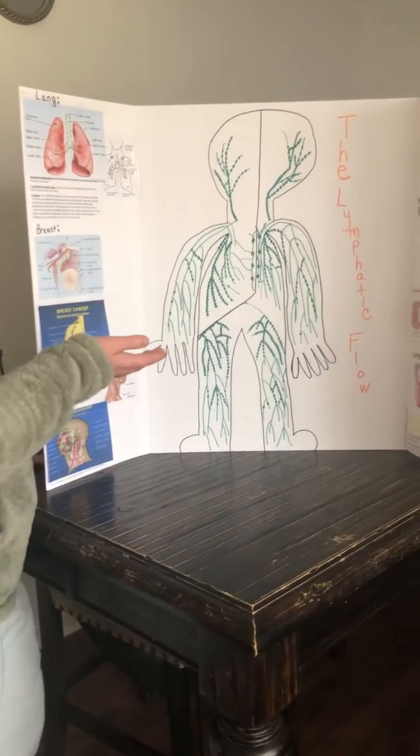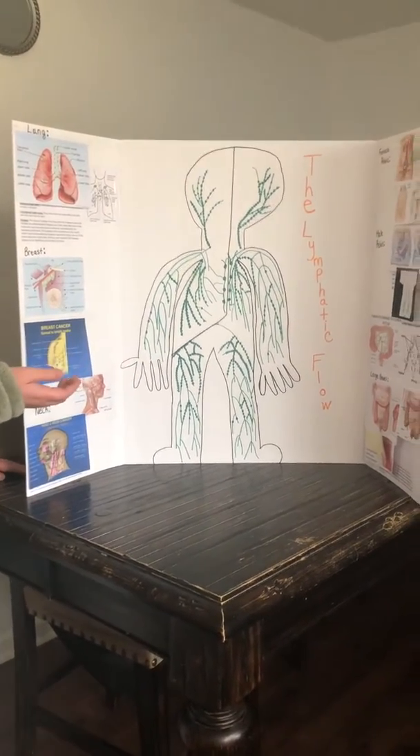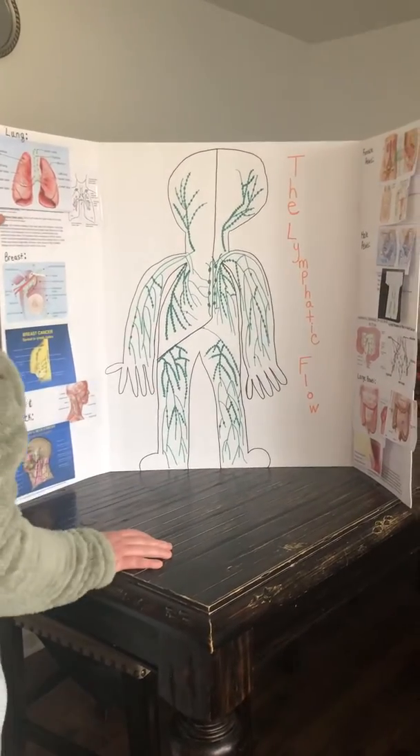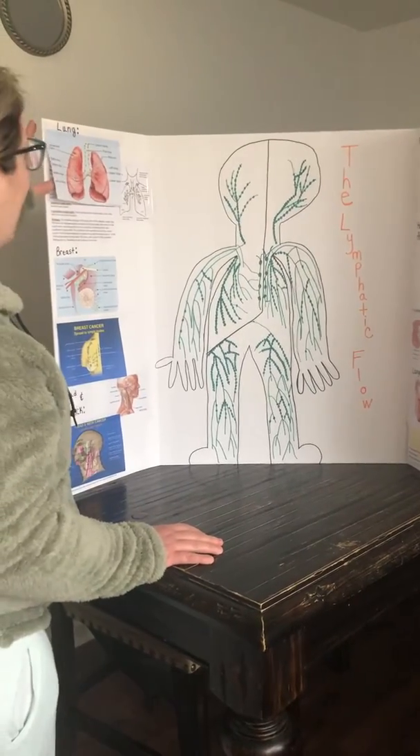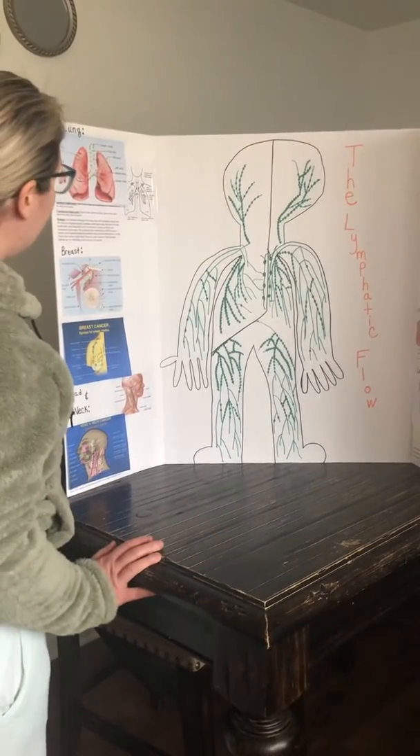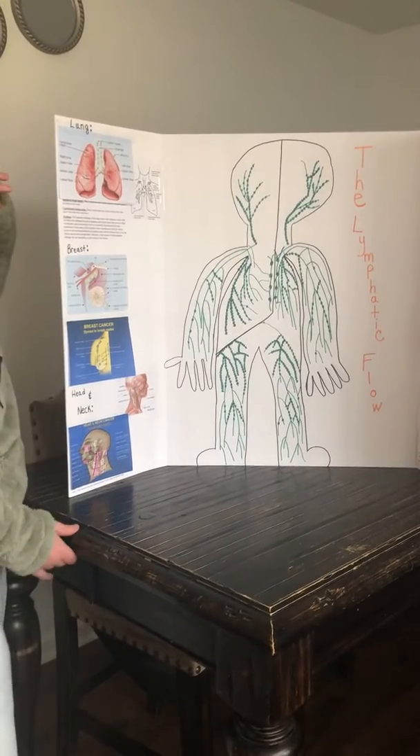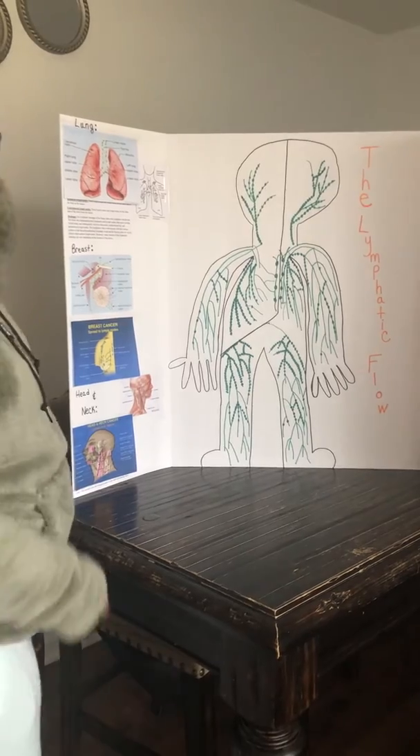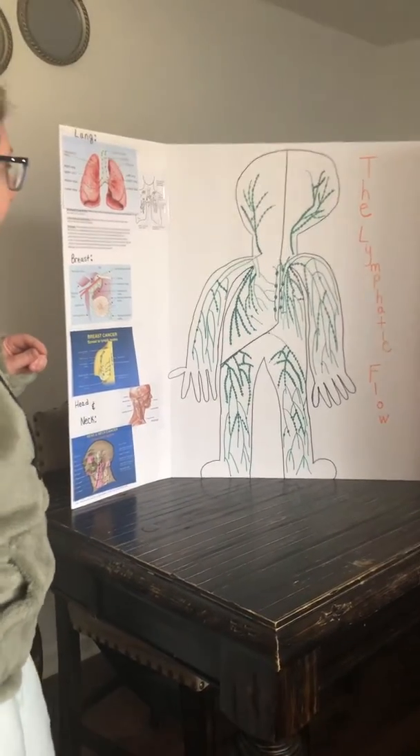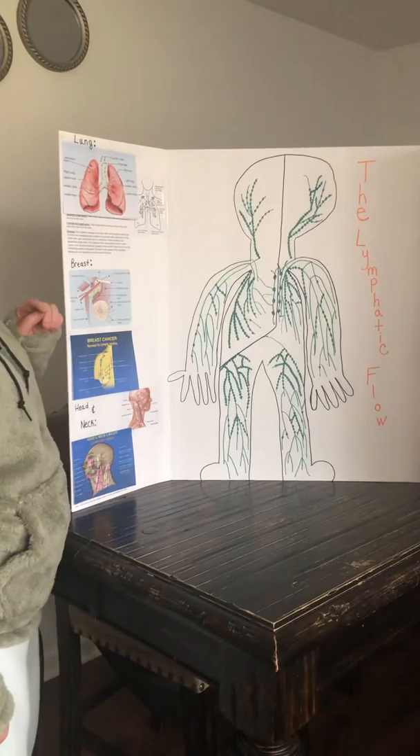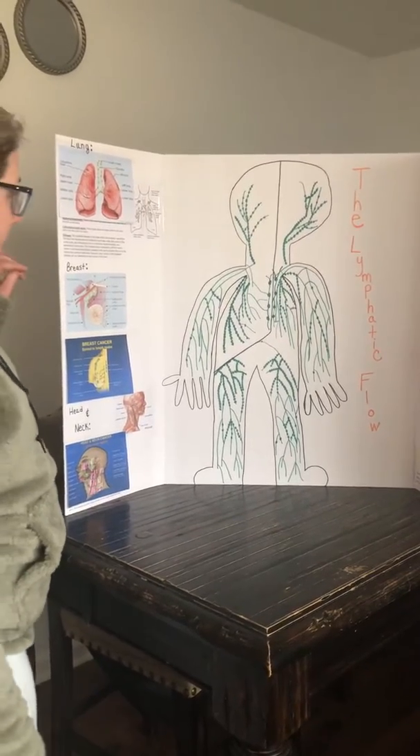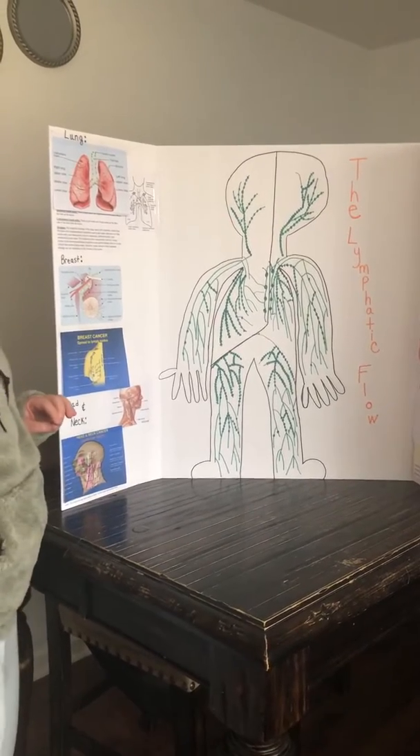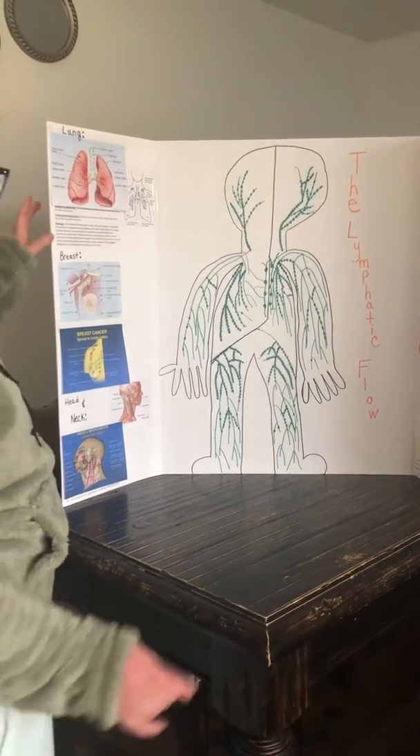So here is my lymphatic flow poster trifold presentation for our lymphatic project. Over here I have the different types of cancers we were to research for the lymph node spread. I will briefly go over each, and for each type of cancer that we were to research, I included diagrams of both the area and the lymph nodes as well.